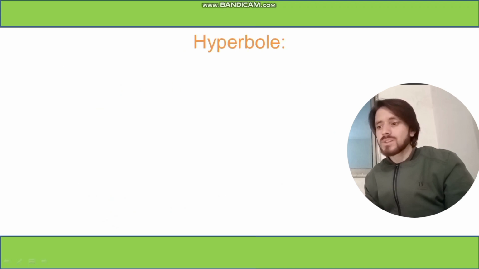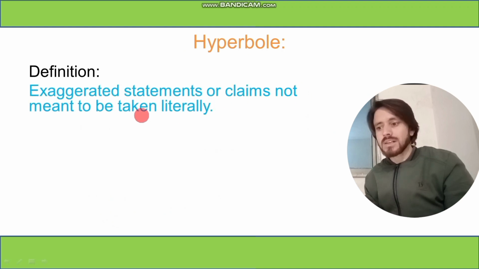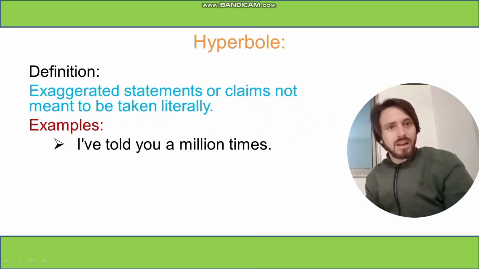Next is hyperbole. You know, hyperbole is actually the exaggeration of statements or claims not meant to be taken literally. Just to make the meaning more clear, we exaggerate the statements. This is called the hyperbole. Okay, we have examples. I have told you a million times. A person can tell a thing 2 times, 3 times, but to make the meaning more clear or to give emphasis, a person says a million times, 100 times. This is actually hyperbole.